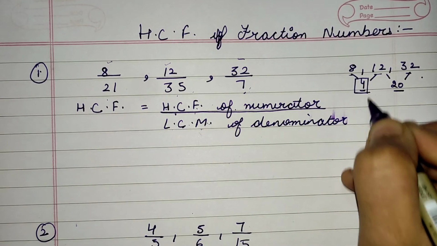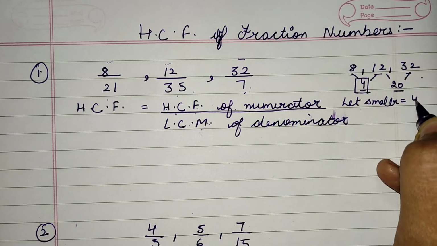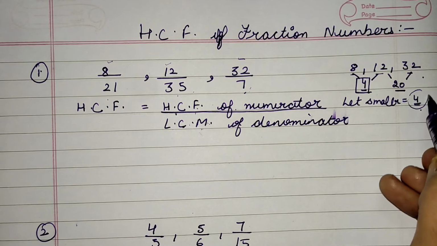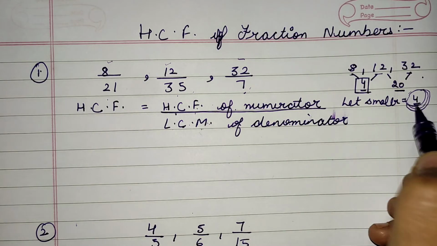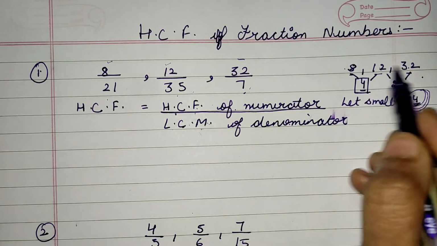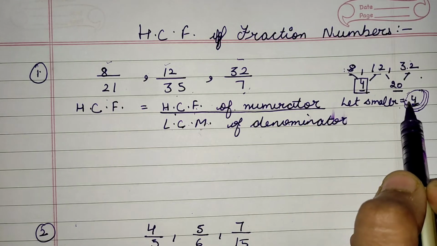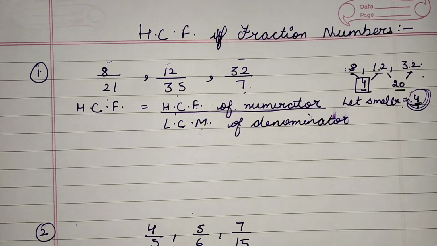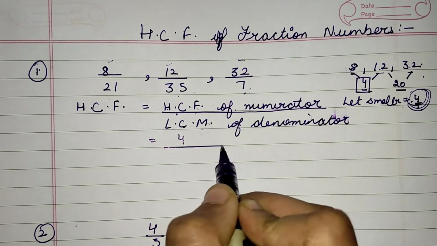Then we imagine that the smaller number is my HCF. The smaller number is 4. If 4 is acting as a divisor, then that number can be the HCF, meaning if 4 is able to divide each of these numbers, then 4 is going to be my HCF. 8 is divisible by 4, yes. 12 is also divisible by 4, and 32 is also divisible by 4. So 4 will be my HCF of the numerators.